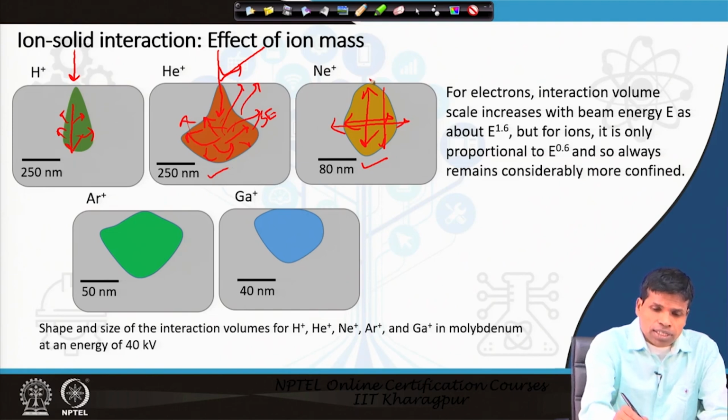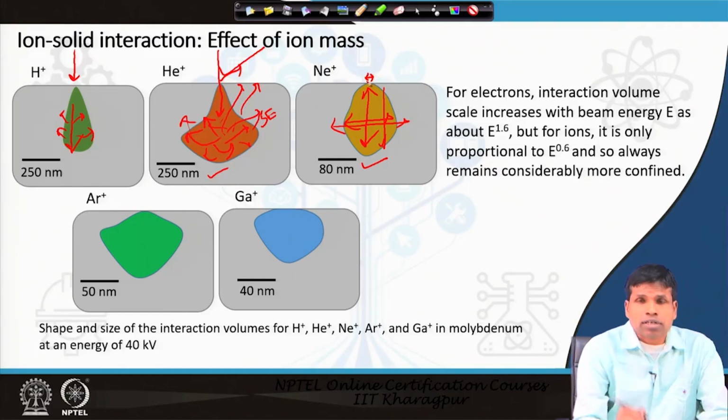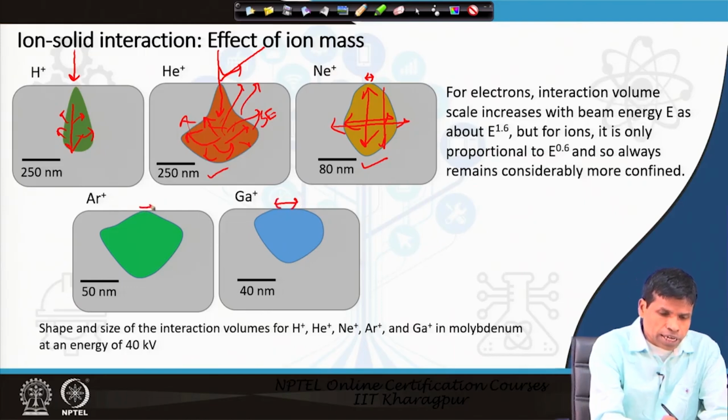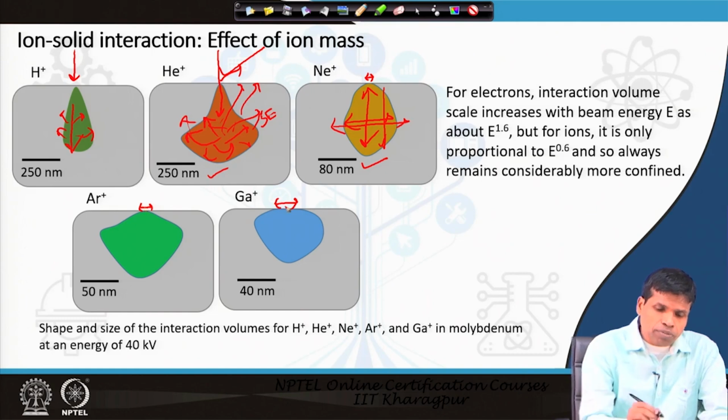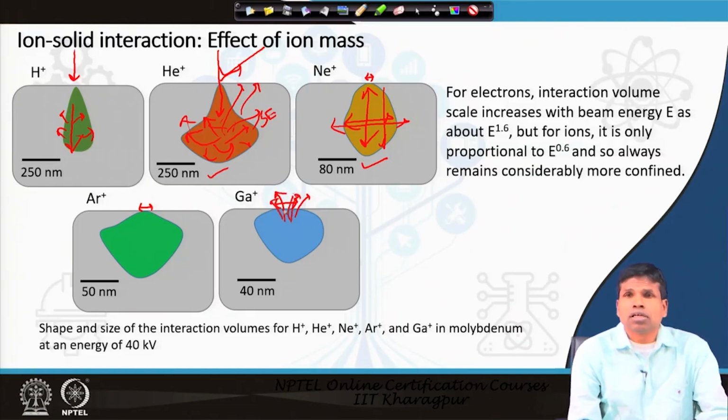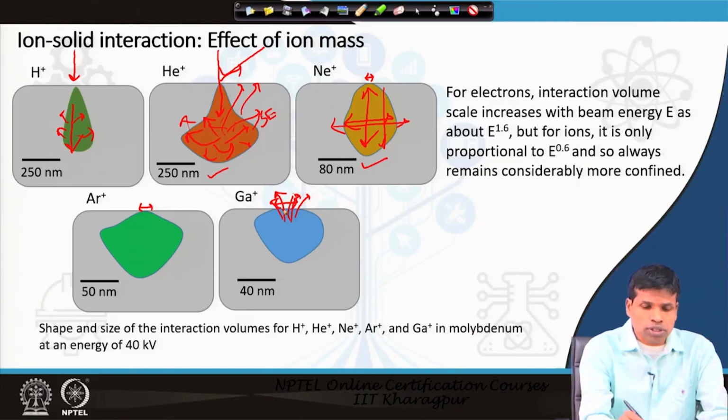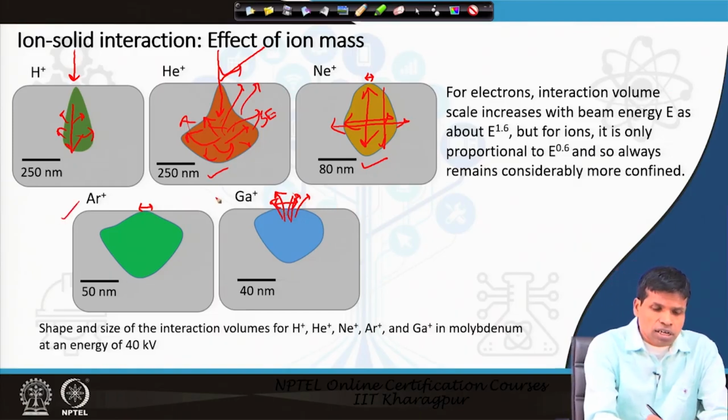Moreover, if we look carefully here, this region is wider. This region becomes wider as we increase the mass of the ion, and if this region is wider, that means the signal is coming from a larger area of the specimen, so resolution will be poor. Therefore, argon, gallium, neon, etc.